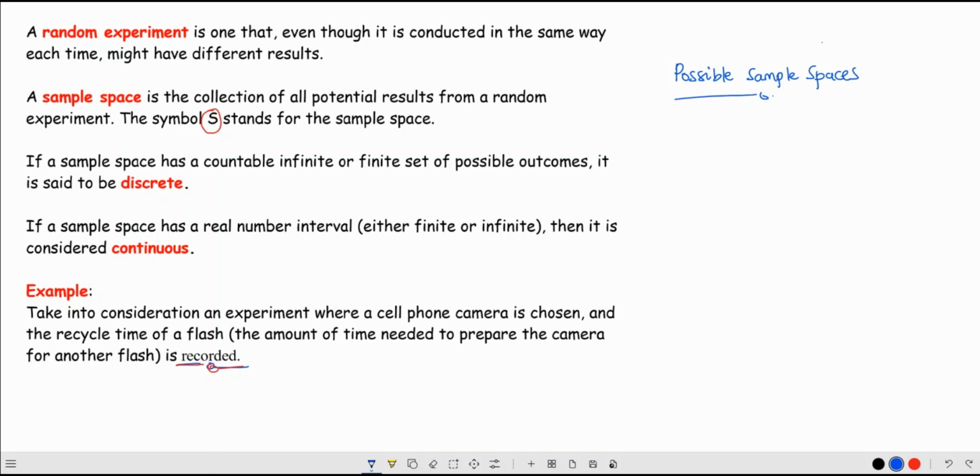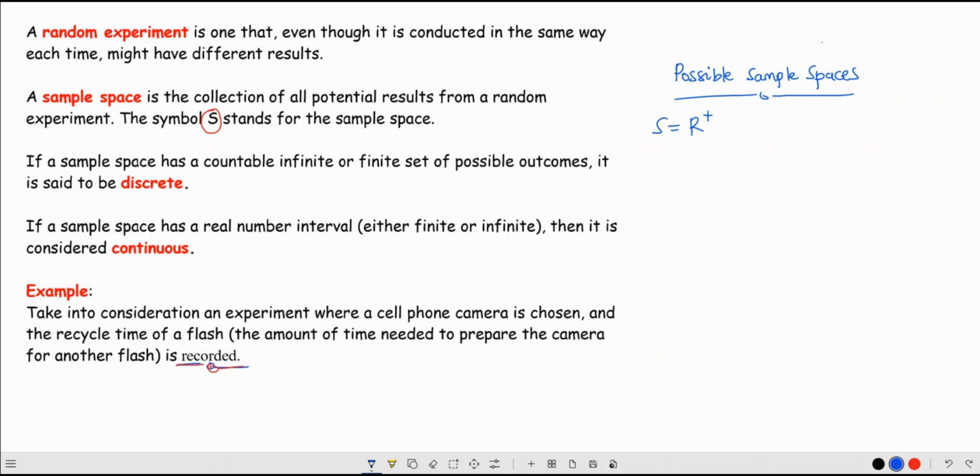Okay, so the first sample space you're going to have will be a set of positive real numbers. This is because in this case we are considering time here, and you know that time cannot be negative. What will happen is that we are taking a picture, and then after taking a picture, you record the time that it will take for you to take another picture. So in this case, we can't say time will be zero.